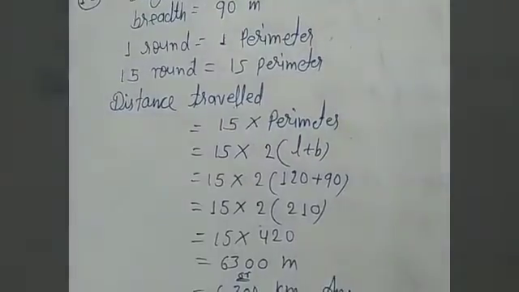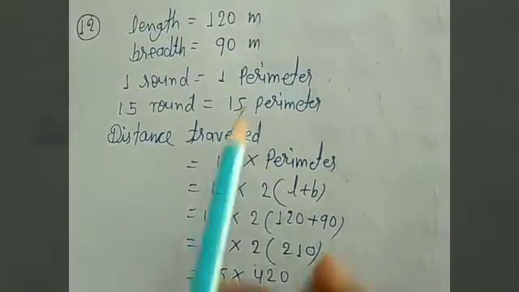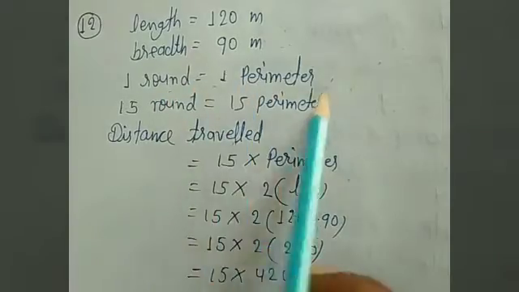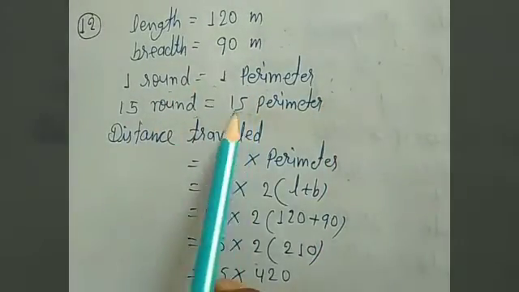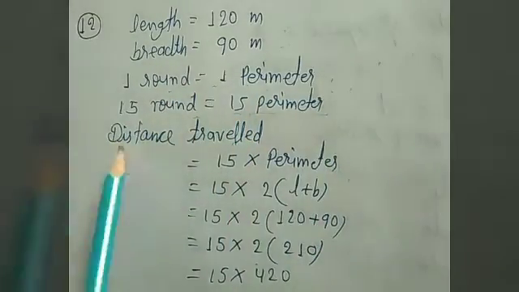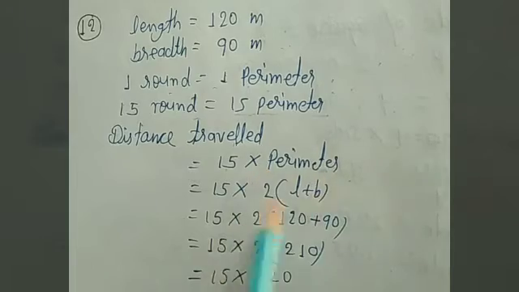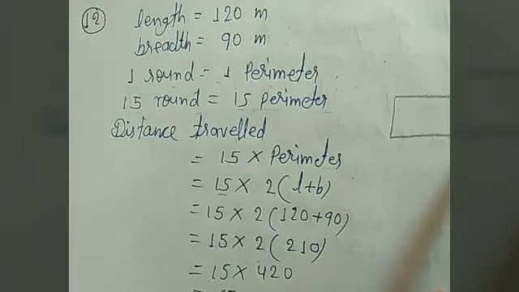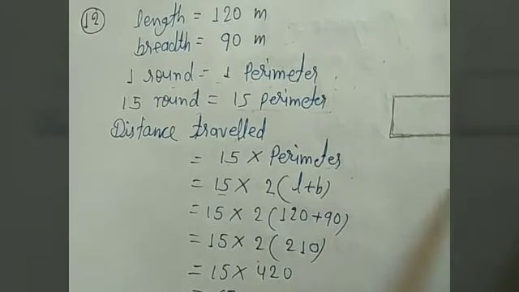First of all, we will solve question number 12. That is length 120 meter, breadth 90 meter. So 1 round means 1 perimeter. 15 rounds means 15 perimeters. It means distance traveled is 15 into the perimeter, that is 15 into the perimeter of the rectangular shape. This is the rectangle. The playground shape is rectangular.